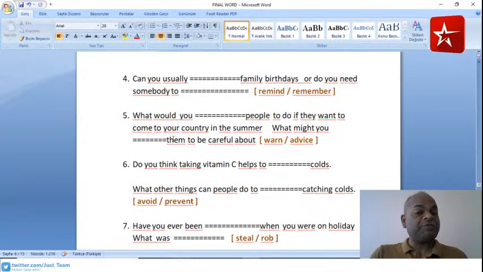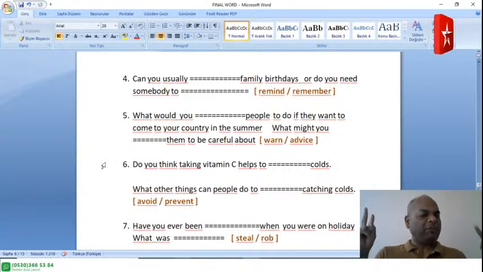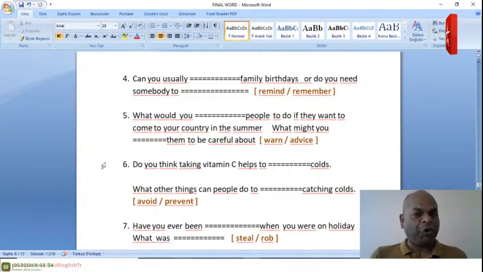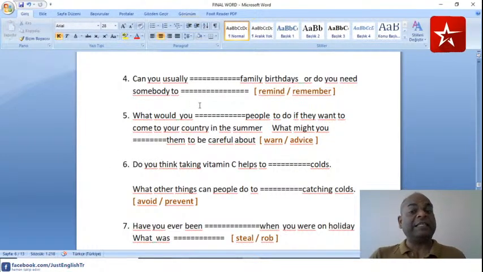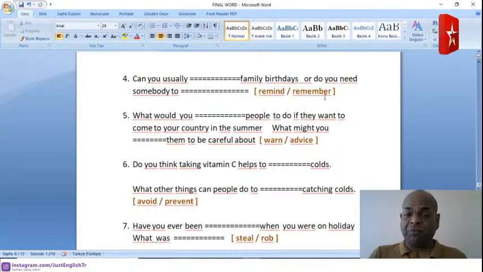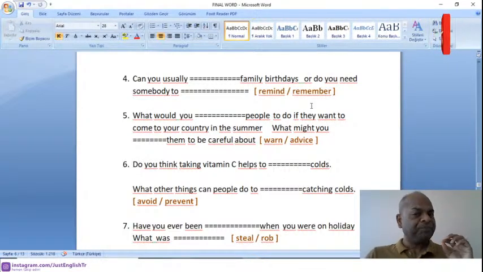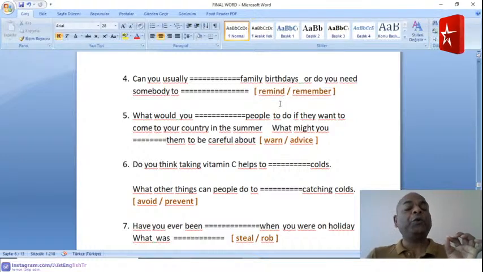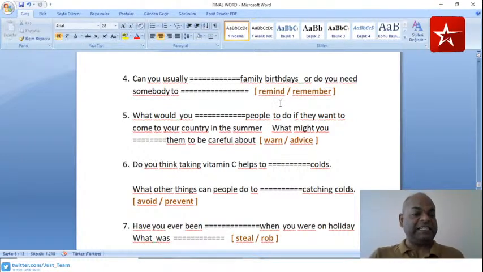Now let's go to number 4. Can you usually dash family birthdays? Now that's something I think most of the time people forget. Or do you need somebody to dash? Now we got two words in the bracket. We got remind and remember. So guys, which word will be in the first blank and which will come in the second blank? I need your answer.